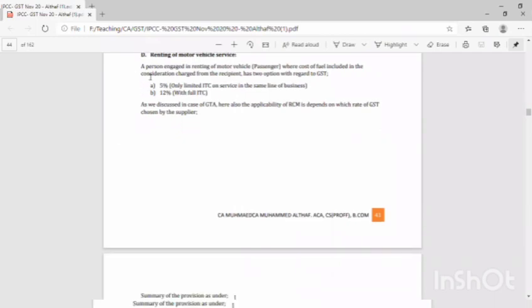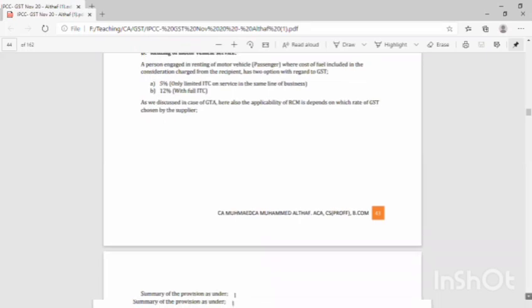You can read: a person engaged in renting of motor vehicle, passenger vehicle, where the cost of fuel is included in the consideration charged from the recipient, has two options. The supplier is the person giving it on rent, and the recipient is the person taking it on rent. The supplier can choose either 5% without ITC or 12% with full ITC. So those are the two options. The RCM applicability depends on which option the supplier opted.